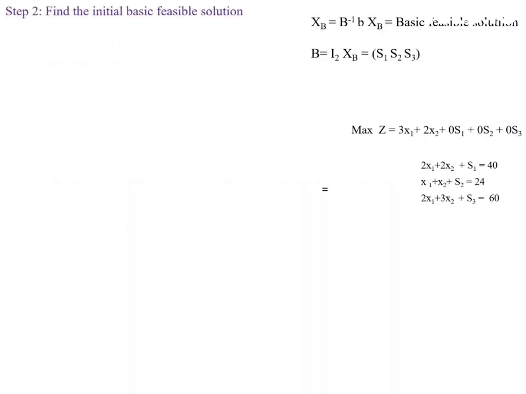Next step is to find the initial basic feasible solution. We get the initial basic feasible solution by assuming the values of the decision variables x1 and x2 are equal to 0, and substituting these values in the constraint equations. Then when x1 and x2 equal 0, s1 becomes 40, s2 becomes 24 and s3 becomes 60.